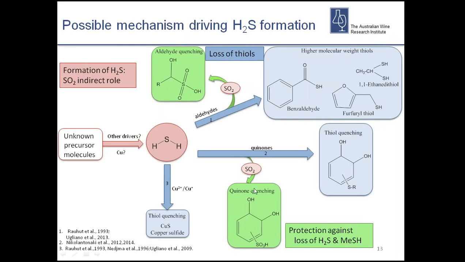So through competing reactions, the SO2 will quench the quinone, and that will lead to an increase in hydrogen sulfide concentration through an indirect mechanism. But other authors have also theorized that SO2 might be reduced through copper catalyzed reactions in our wine to form hydrogen sulfide. So this pathway has only been proposed and has not yet been shown to be possible in real wine, but it's also something to consider.